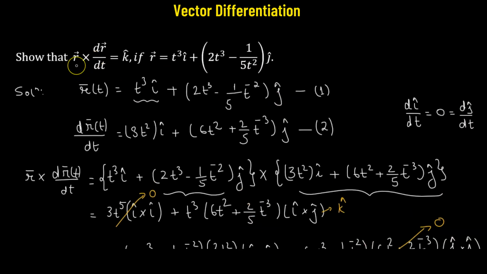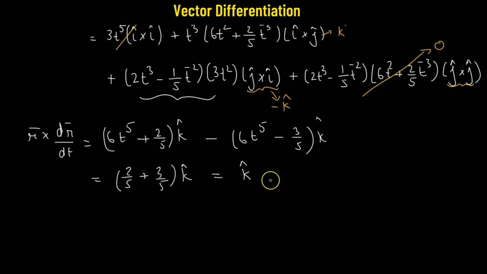So we have successfully proved that the cross product between vector r and its first derivative with respect to t equals the unit vector k cap. So this is proved.